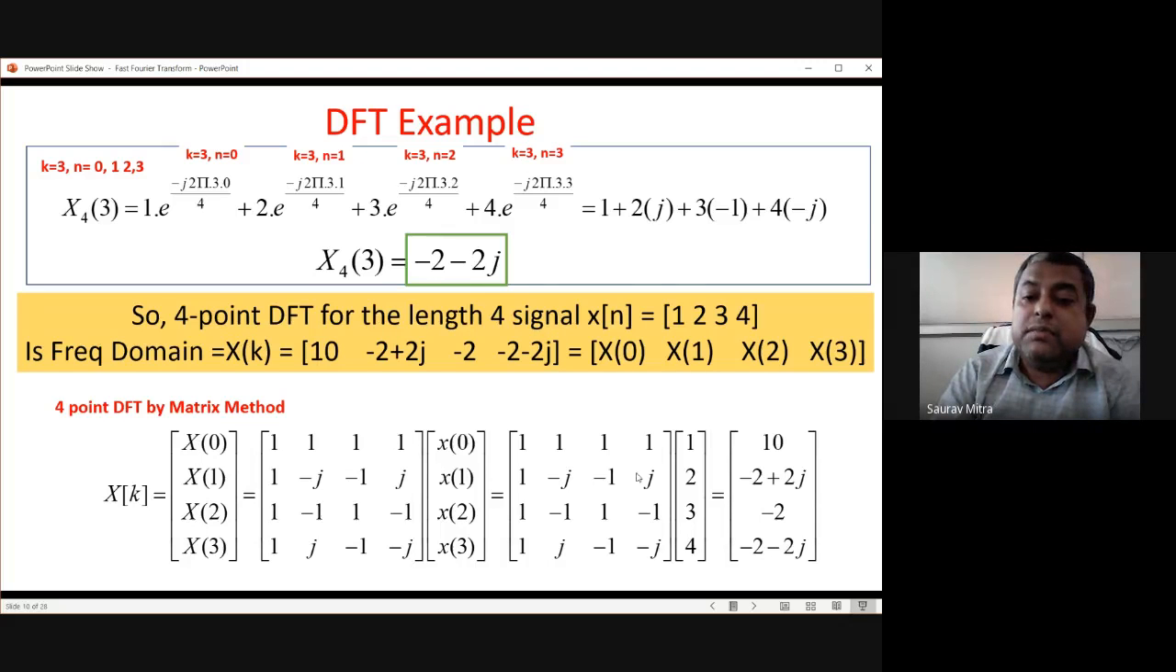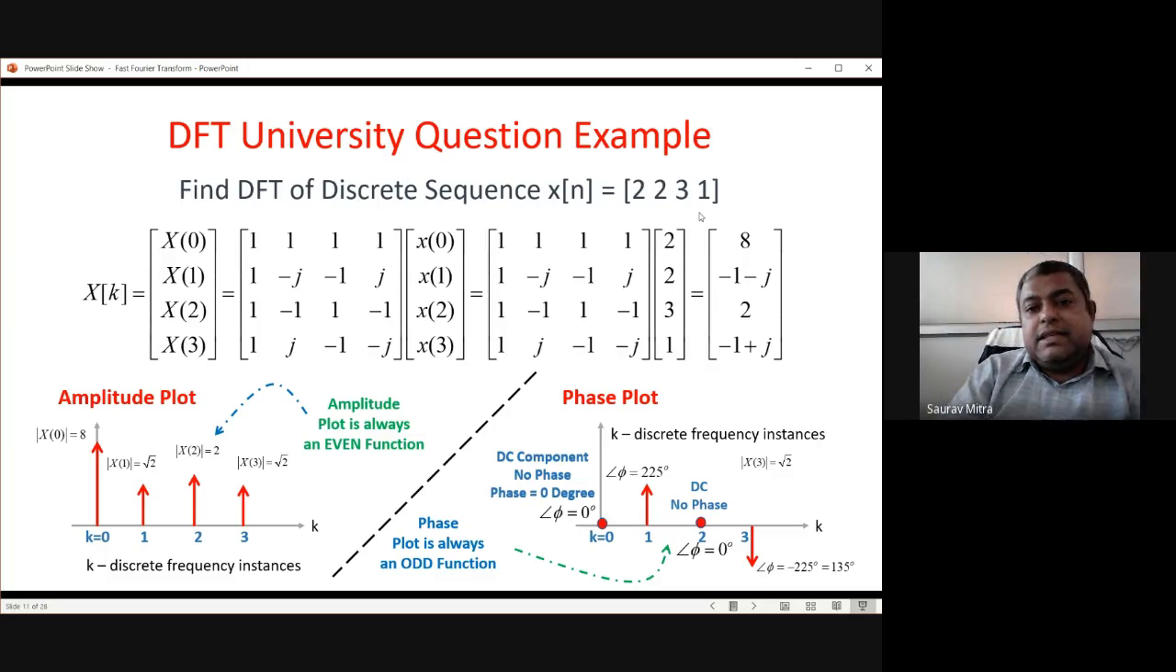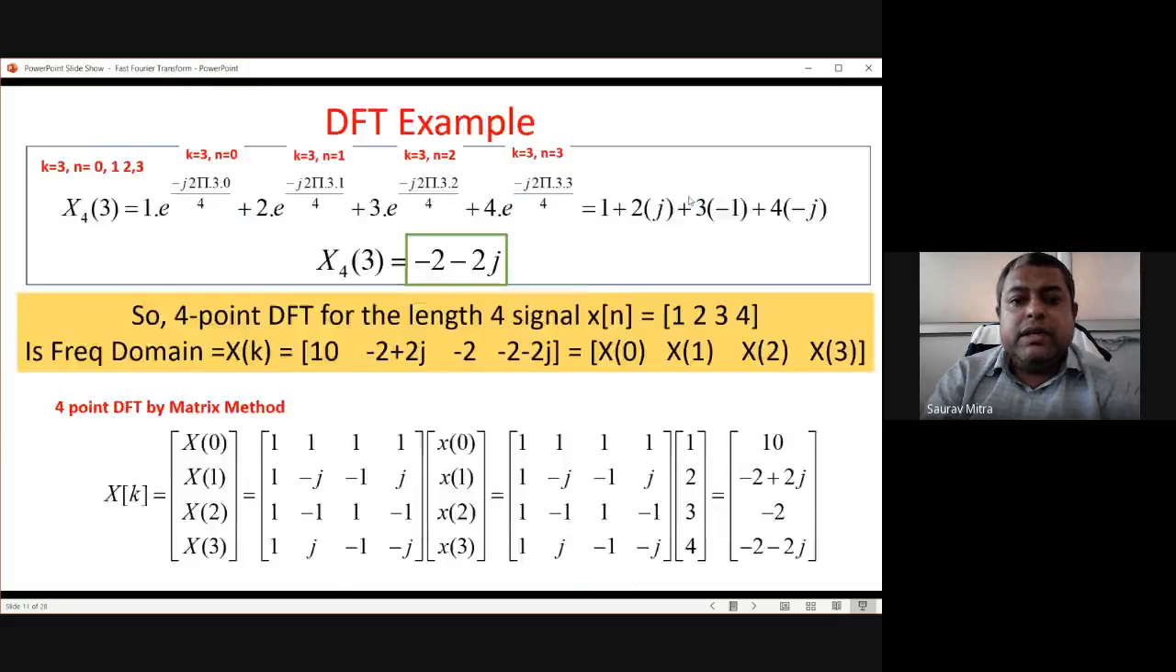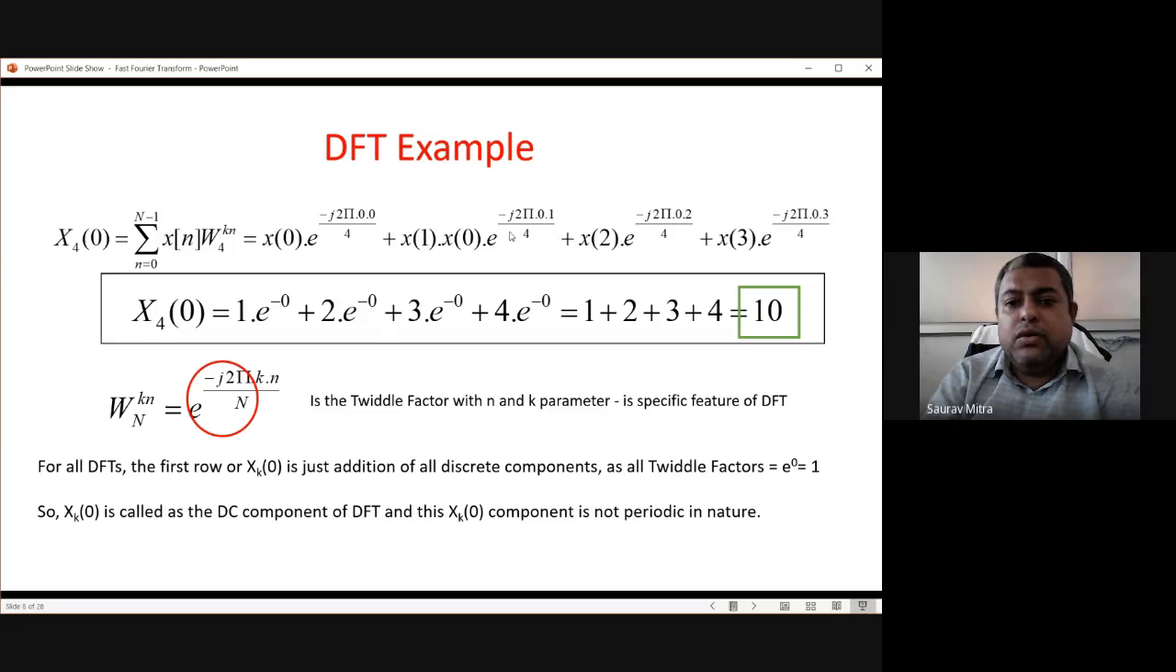And if you just do this multiplication, you are going to get the same result: 10, -2 plus 2j, -2, and -2 minus 2j. So this was one example which was asked in your exam. Okay, that's how you are solving it. Same thing given as 2, 2, 3, 1. So if it asks for 8 or 10 marks, in that case you have to do it in this fashion, that you have to write the whole formula. Be careful, I have written this x0 by mistake, so this should be x1 into e raised to minus this. I'll correct it while I send you the PPT.